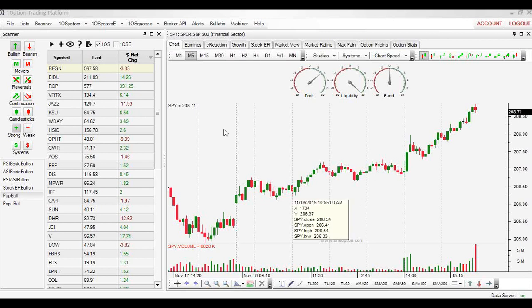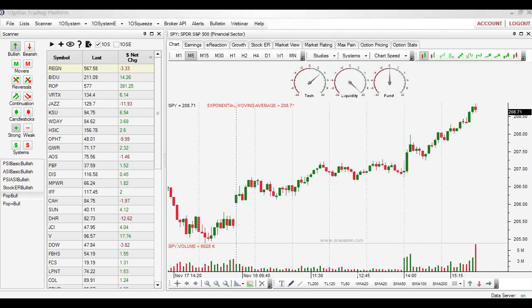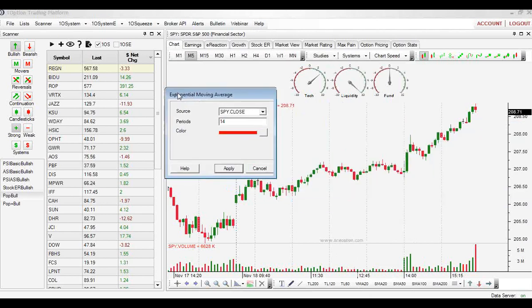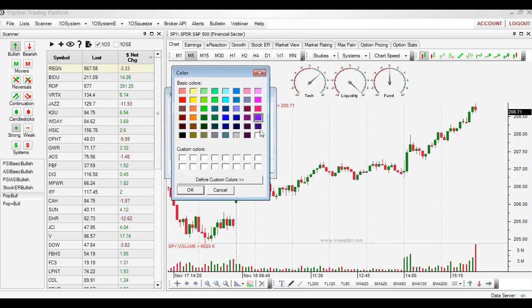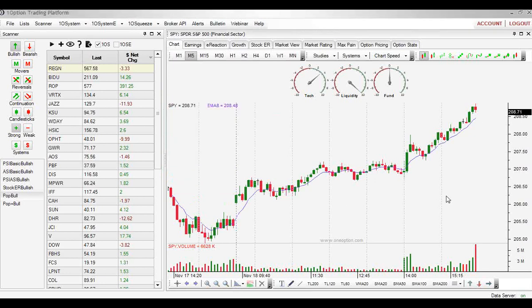So there are a couple of things that I wanted to answer. How do you get the 8-day exponential moving average? If you go into the studies here, all you do is select the exponential moving average, and then it's going to ask you what time period you want to put in. You put in 8, you select your color, click OK, apply, and then you've got your moving average.